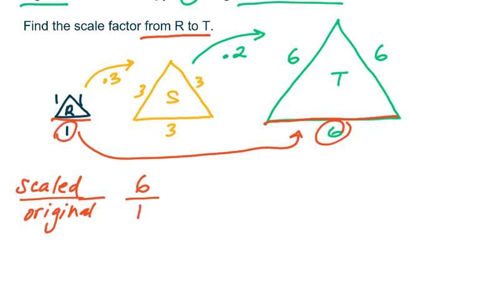So the 1 goes here in the original. 6 over 1 is 6. And so I have a scale factor of 6. And that's what I should have gotten for my answer.